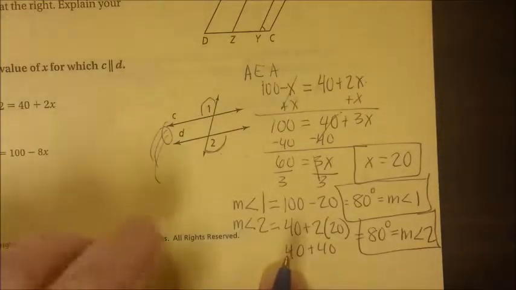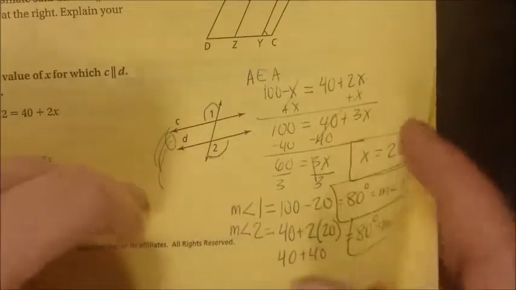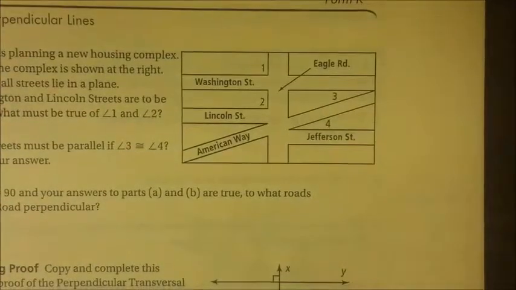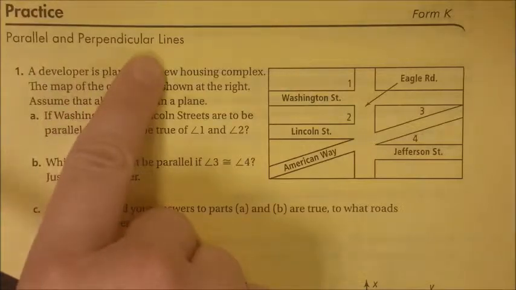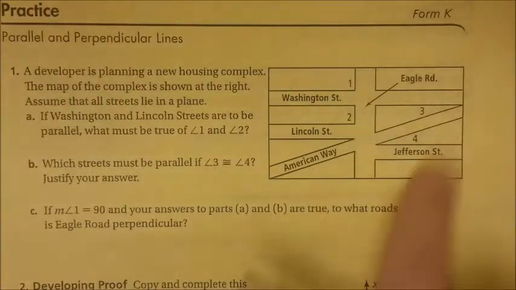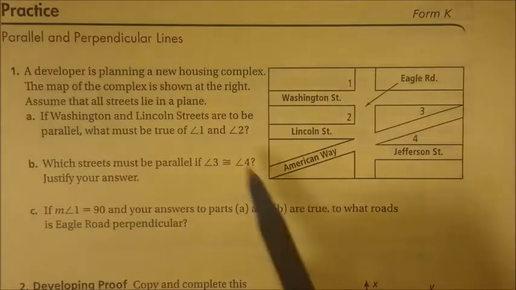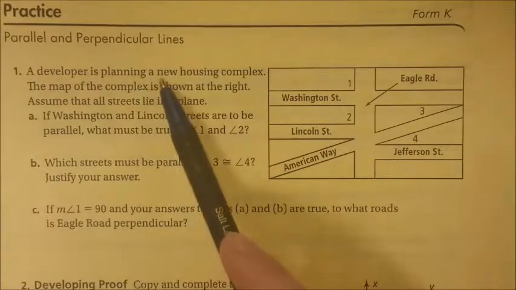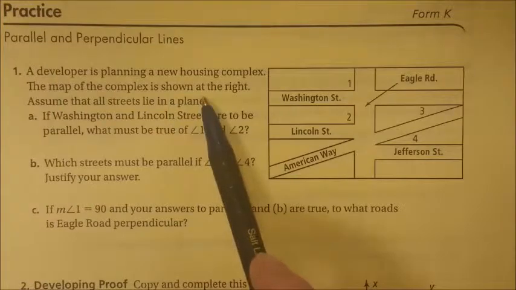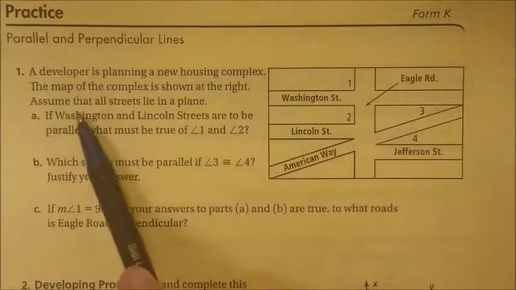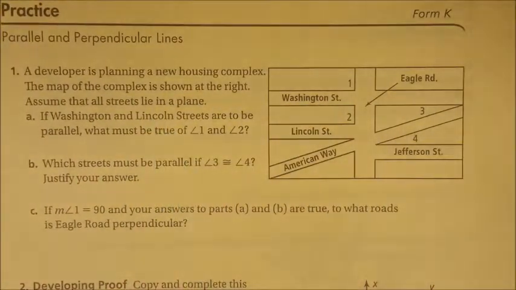Okay, flip to the last piece of paper where there is the map. At the top it says parallel and perpendicular lines. We're going to look at this map one. A developer is planning a new housing complex. The map of the complex is shown at the right. Assume that all streets lie in a plane.